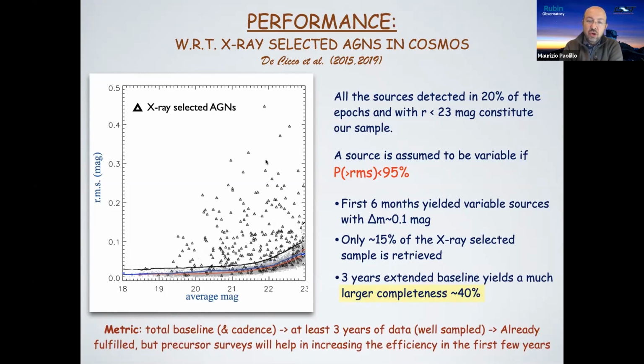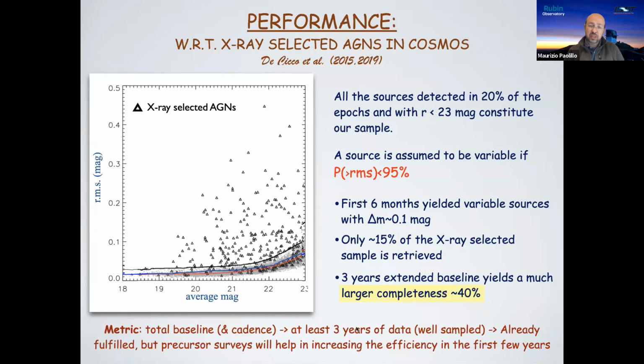And you can see that you go to a much larger completeness with respect to the X-ray sample, the threshold becomes lower, and you start to get about 40% of the X-ray sources. So at this point, of course, one obvious metric for AGN selection is the total baseline, and of course, even the cadence. And so we would suggest that you need at least 3 years of data to be somewhat comparable to X-ray observation, somewhat. And this is in part already fulfilled by the current plan.